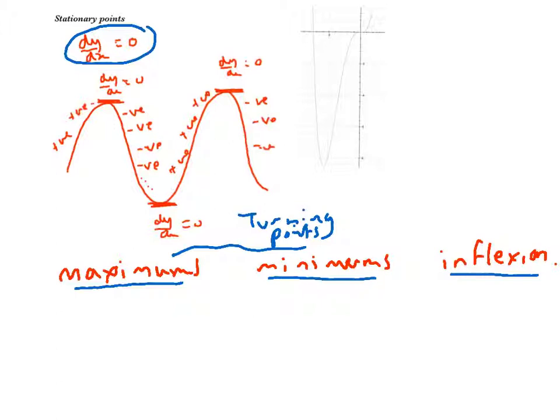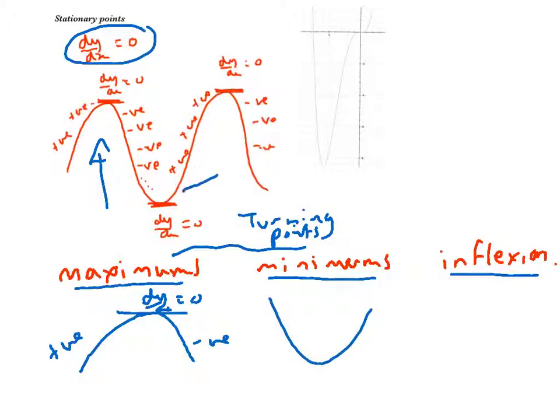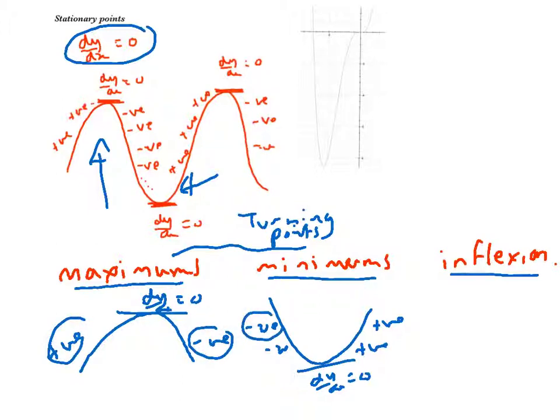Maximums and minimums are called turning points as well, and that is because, as you can see on this graph here, our gradient goes from positive to negative either side of our stationary point. And the same with the minimum, which you can see here, our gradient is going from negative to positive either side of our stationary point. So you can see it's called a turning point because we have a change in sign either side of the stationary point.